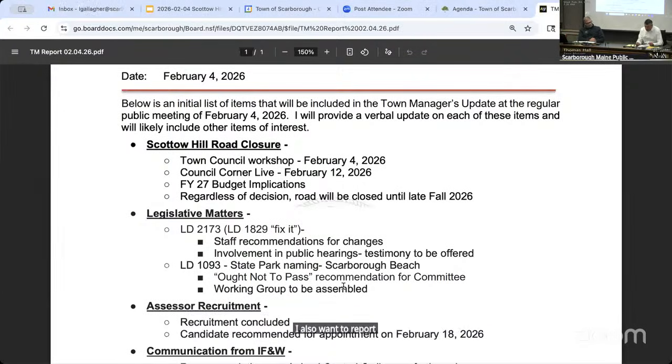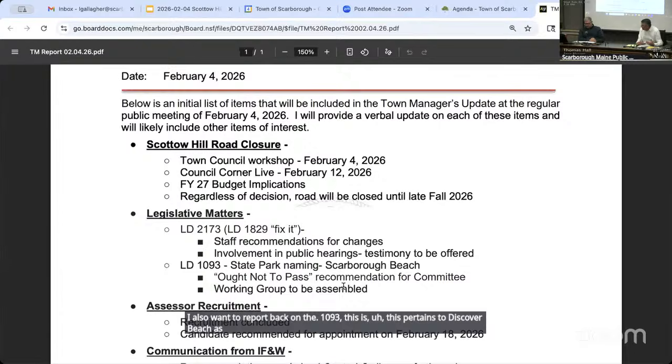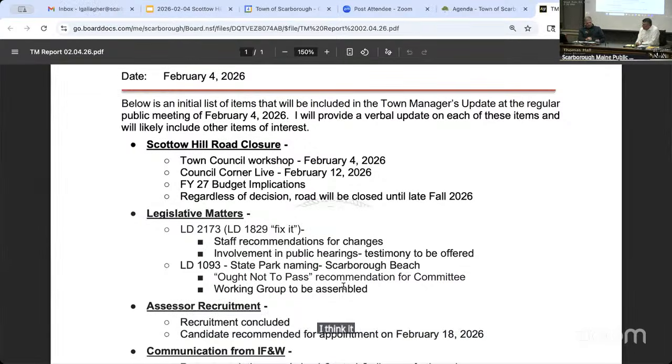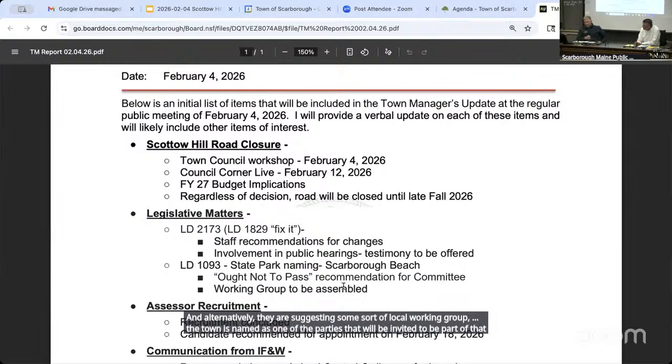I also want to report back on LD 1093. This pertains to Scarborough Beach, as it relates to us anyhow. I think it has potentially broader application, but for us, it really pertains to Scarborough Beach. This bill was going to require that all state beaches accept beach passes, I believe is the premise. The committee of record voted last week ought not to pass. And alternatively, they're suggesting some sort of local working group, and the town is named as one of the parties that will be invited to be part of that. So I'll keep you apprised of that and maybe look for one of you to, if you're interested in serving.